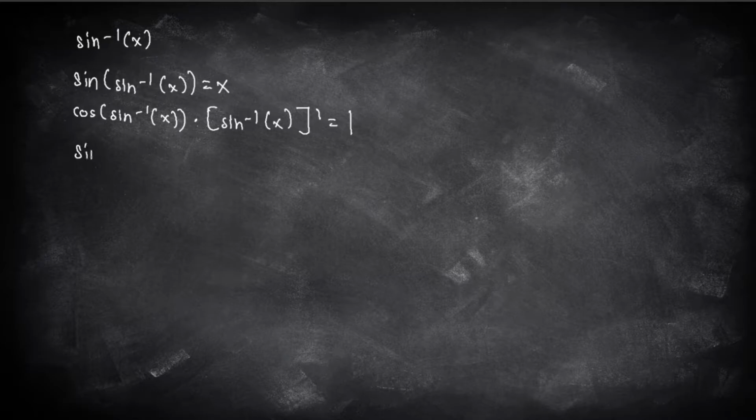So taking the derivative of both sides, the derivative of sine is cosine. Keep the same function inside. Since it's a function inside, we need to use the chain rule. So the derivative of our inverse sine, and then the derivative of our right side, the derivative of x is 1. So that gives us that the derivative of inverse sine of x is equal to, because that's what we want, 1 divided by cosine of the inverse sine of x.